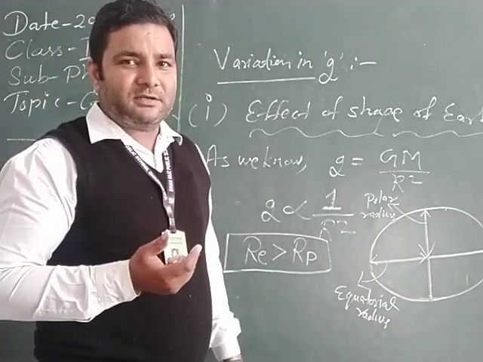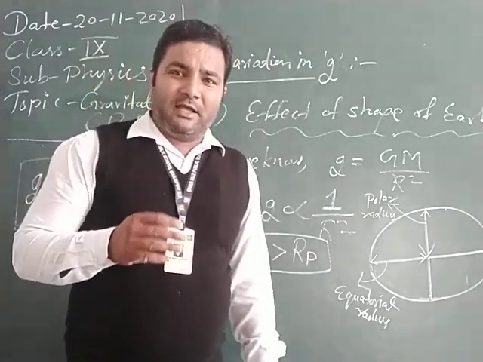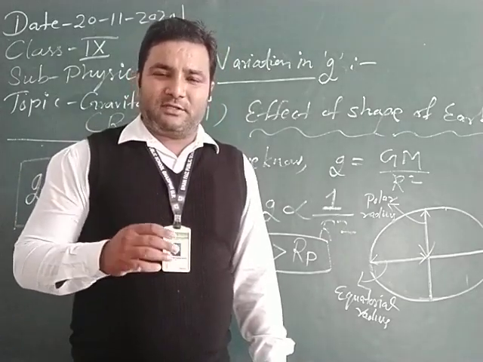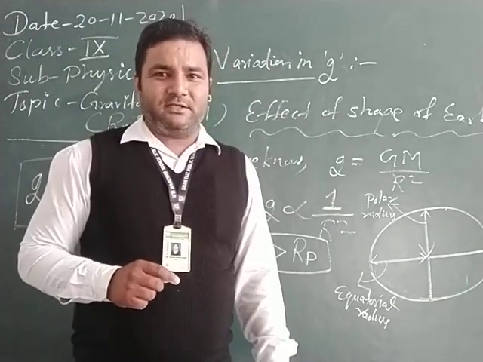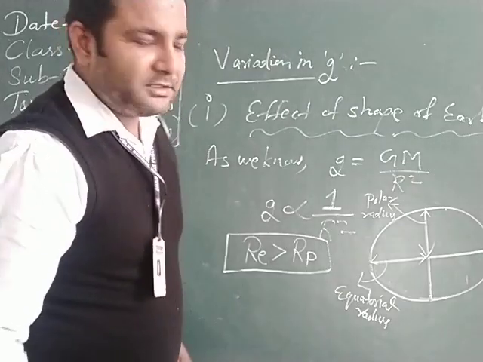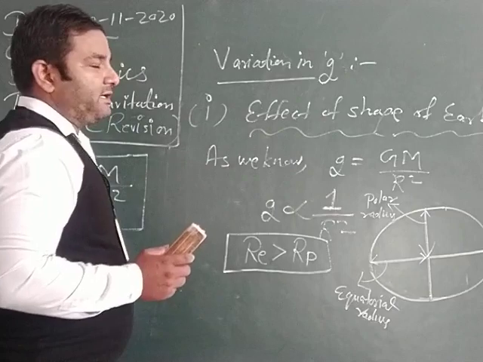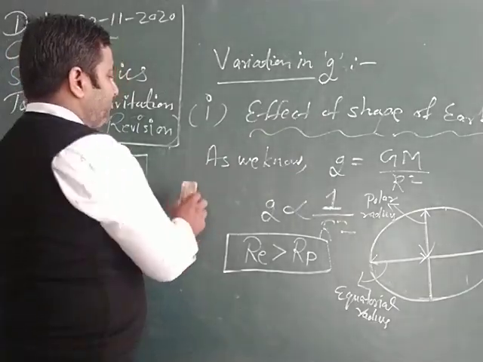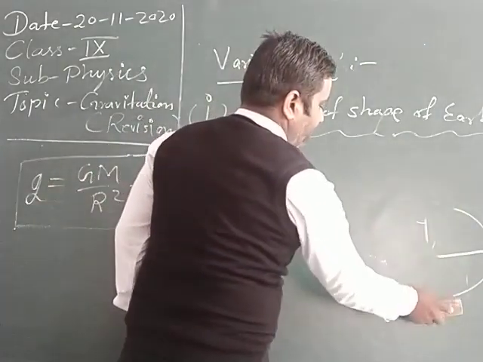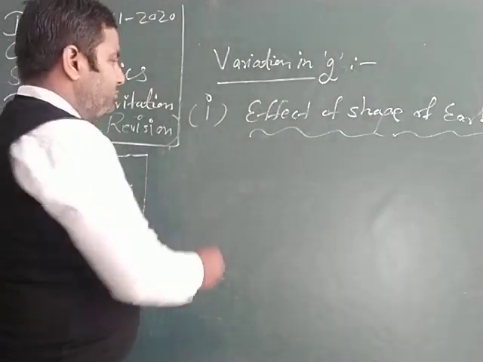That is small g, 9.8 meter per second square. The standard value is taken at the sea level, where the value of acceleration due to gravity is calculated as 9.8 meter per second square. Clear? So after this effect of shape of Earth, the next concept is the effect of altitude. Number second.